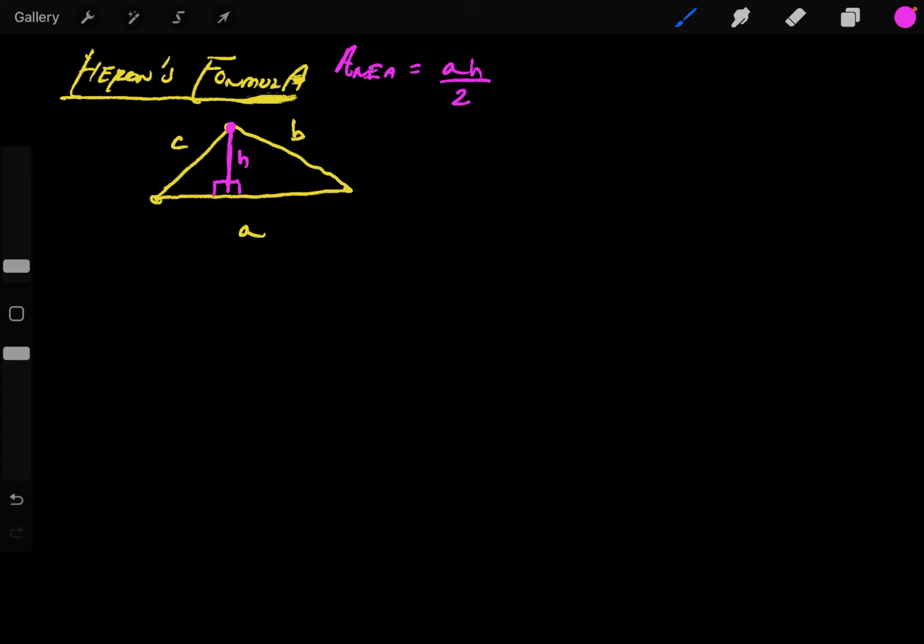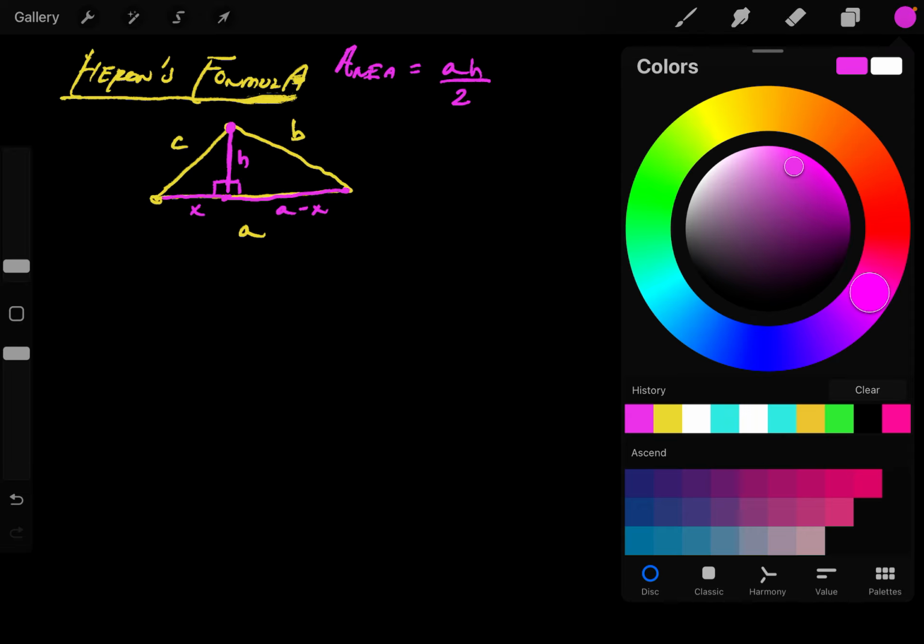Well, basically what we do is we start with this. We call this length X. And if from here to here is X, we should easily see that from here to here is A minus X. If A is 10 and X is 3, then what's left is 7, 10 minus 3. So if this whole length is A and this length is X, then that length is A minus X, easy. Now, we use the Pythagorean theorem repeatedly.